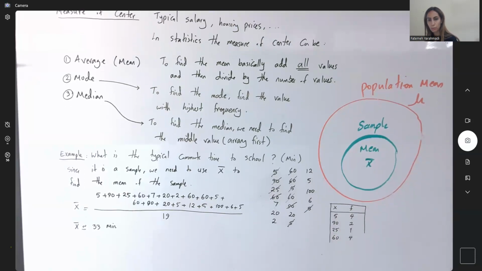What about the rest of them? We need to check each one of them. 7 is repeated just once. And then 20 is repeated once, twice.